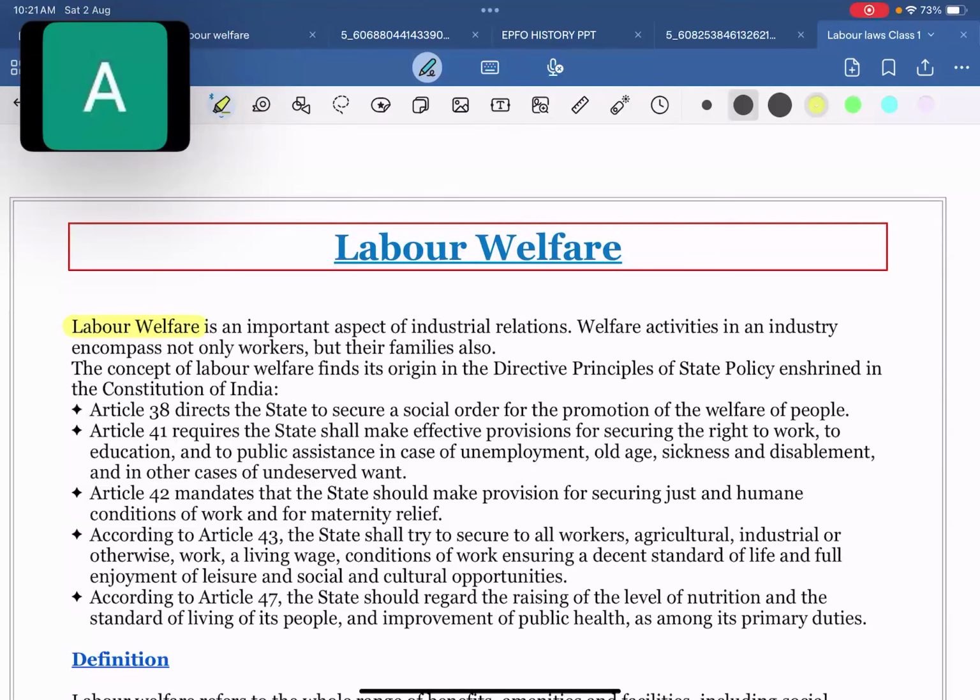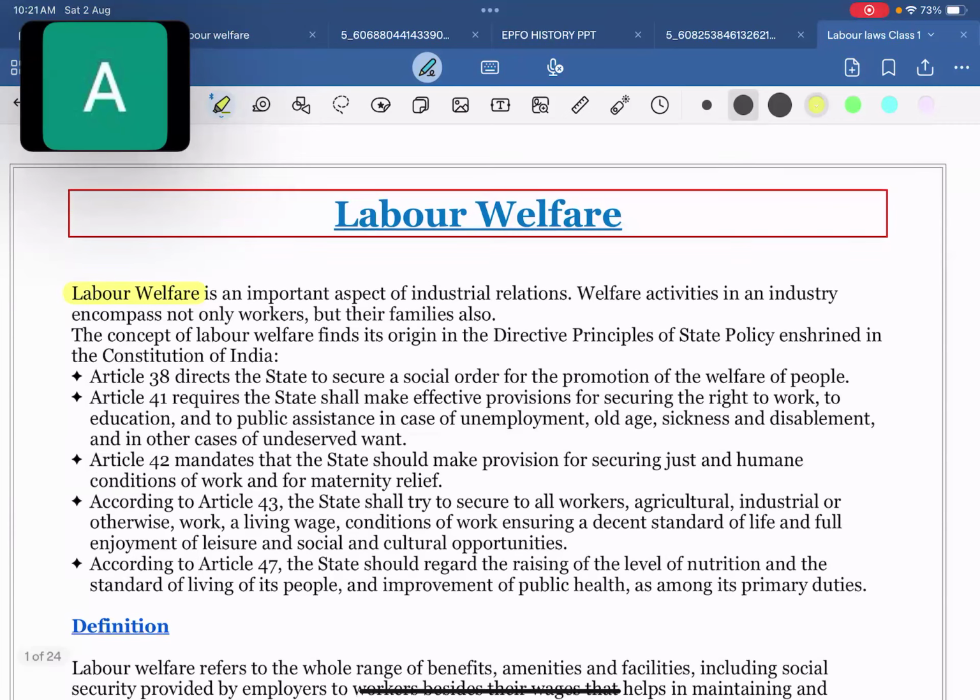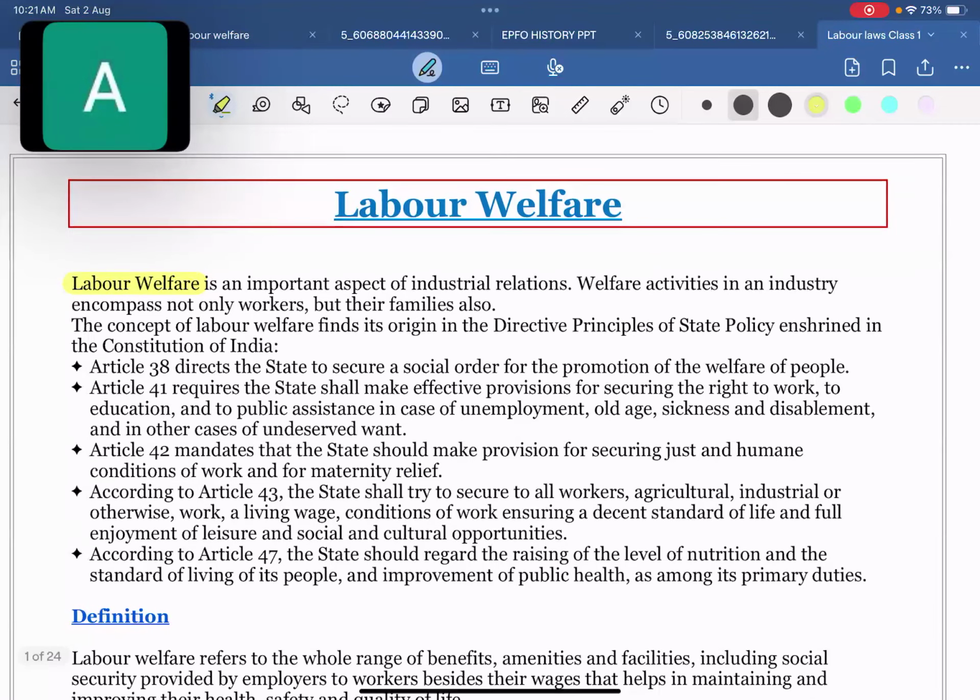Can anyone explain to me what is labor welfare? Can anyone? Is there any act or any kind of step taken for the upliftment of the labors in the context of industrial output, things like that, called labor welfare? Yeah, very good. You are quite correct.